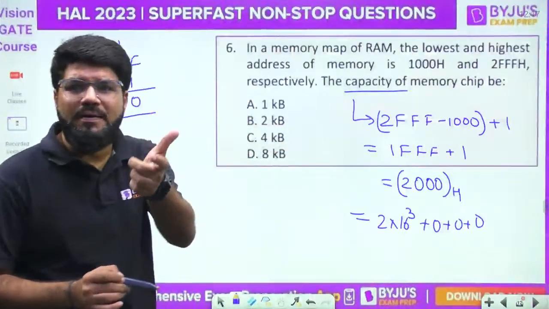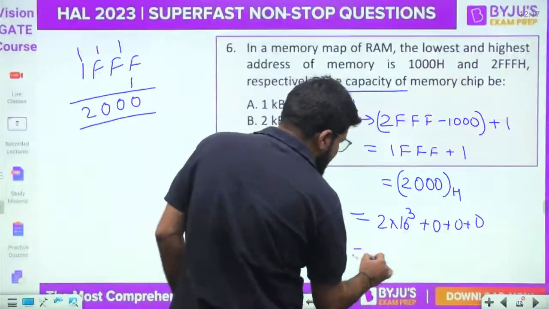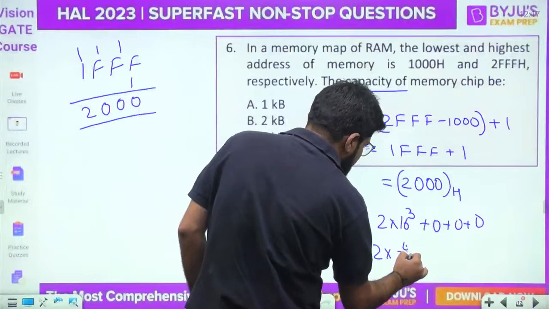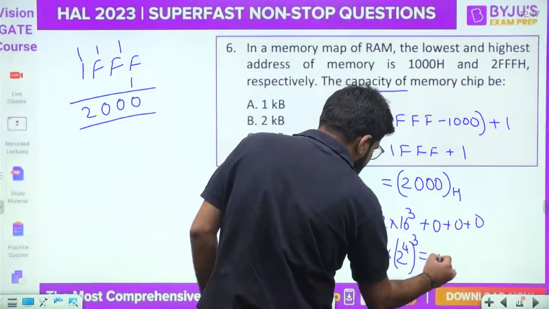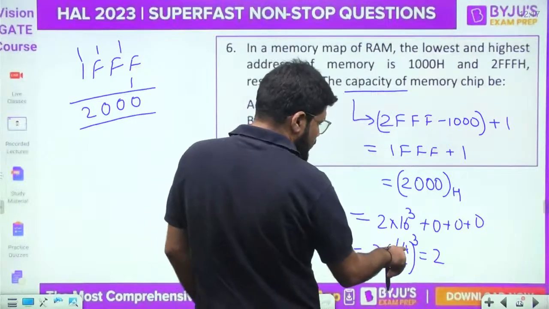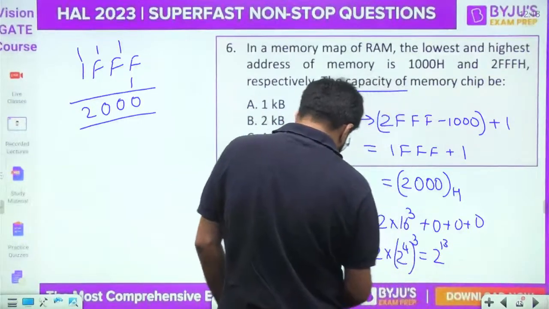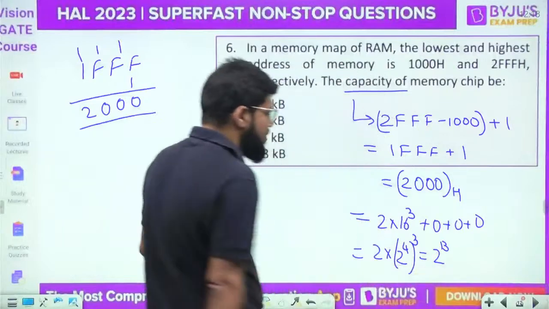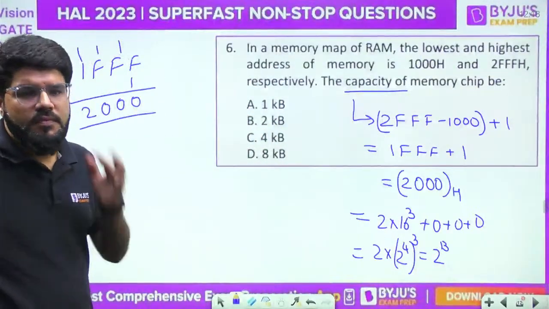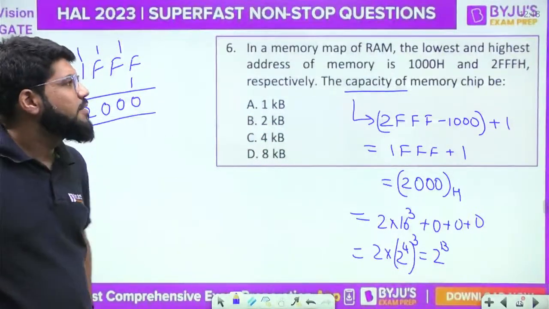What you can do is make an arrangement. 1 kilobyte is 2 power 10. So you can write 2 power 16 as 2 power 4 whole power 3. Then you have 2 power 4 power 3, which is 2 power 12, and 2 separately. Total 2 power 13. Okay, you have the total 2 power 13.